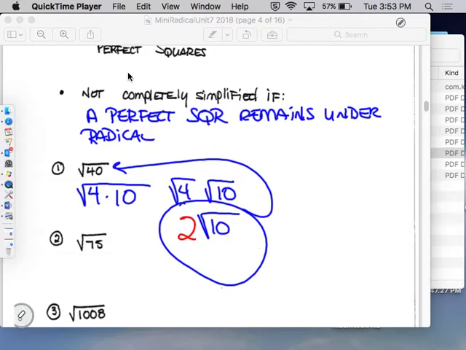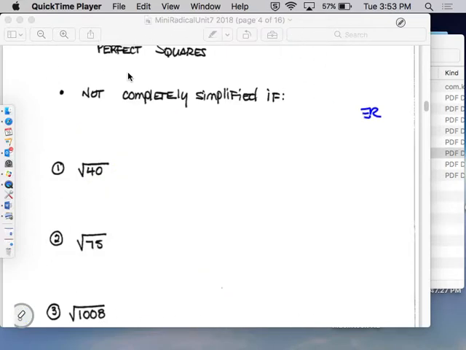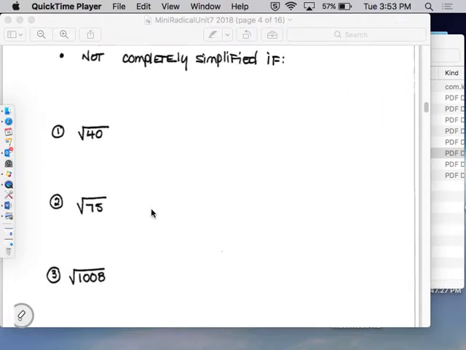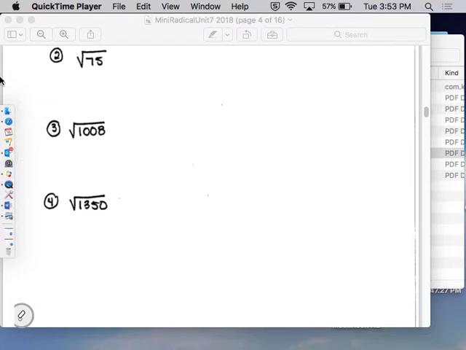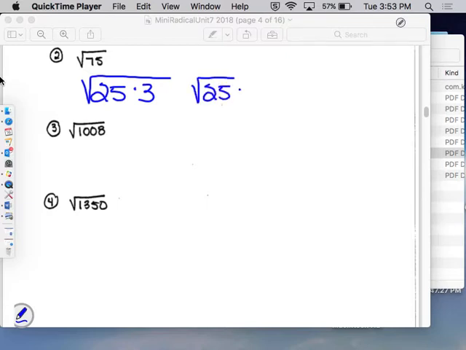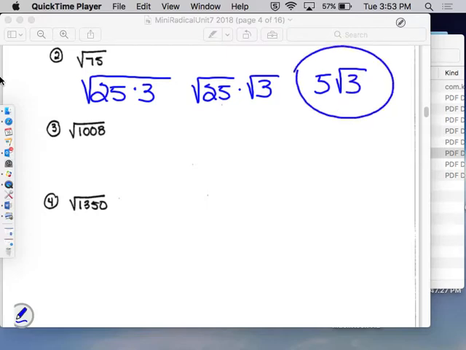Let's look at the next problem together. Radical 75, and you're always looking for the largest perfect square factor of the radicand. Well, 75 is 25 times 3. The perfect square is 25, so you could think of it as the square root of 25 times the square root of 3. The square root of 25 is 5, and then 3 is a non-perfect square, so it would remain under the radical.